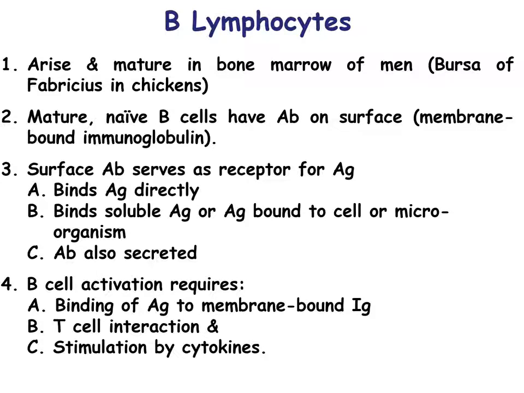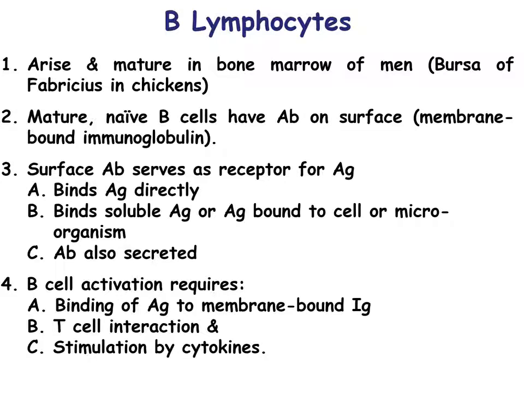Anyway, mature naive B cells will have antibody on their surface. That is referred to as a membrane-bound immunoglobulin. And the thing is that it is the B cell receptor for antigen. So that surface antibody, as it says, serves as the receptor for antigen. It binds antigen directly, which is very important. It binds soluble antigen or antigen bound to a cell or a microorganism.